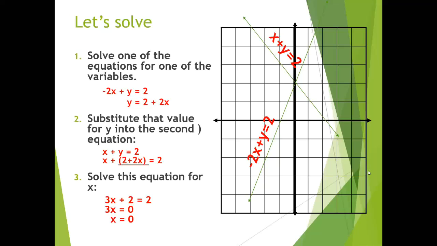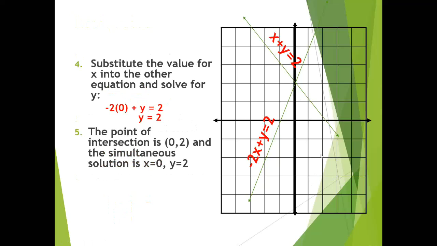And then I need to solve that little equation for x. So I'm going to gather terms there. The left side becomes 3x plus 2 equals 2. Then I'll subtract 2 from both sides. I get 3x equals 0. And finally, divide by 3, x equals 0. So that, of course, is the x coordinate of my point of intersection up here.